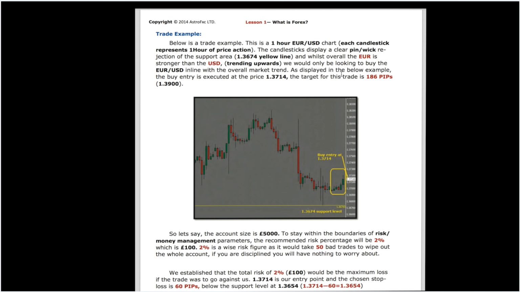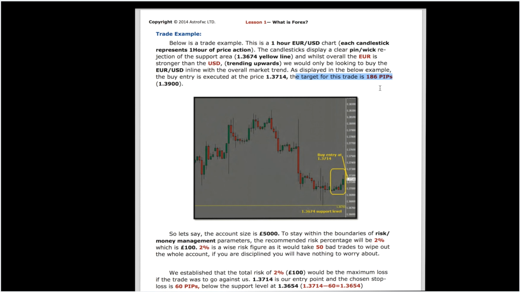Now, as displayed in the below example, the buy entry is executed at the price 1.3714. The target for this trade is 186 pips. Now, the target is not displayed on this page. That came from the higher time frame perspective, so it's up here somewhere, all right? So as I've mentioned on the prior videos, please look at the market, dissect the market, break the market down, and look as to where the market can potentially go, where it can potentially run to before getting fixated on how to enter.